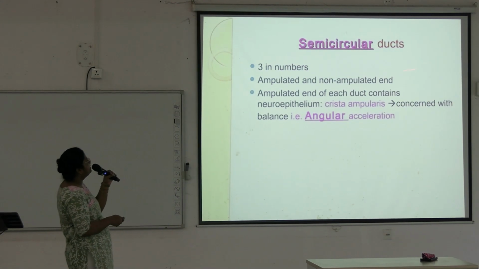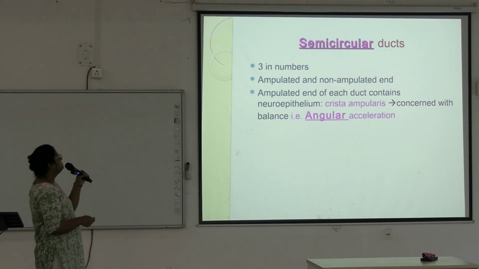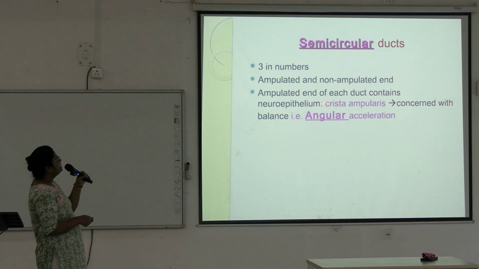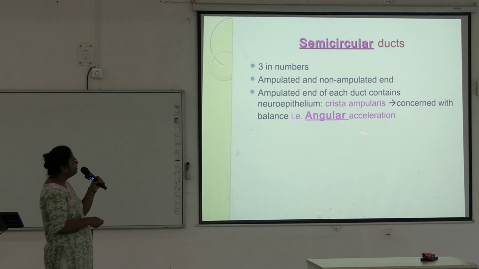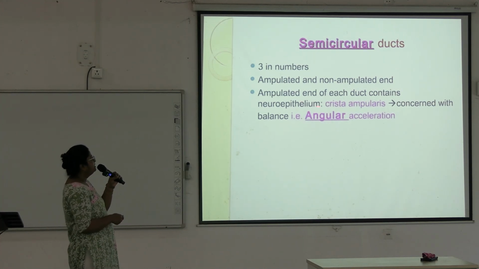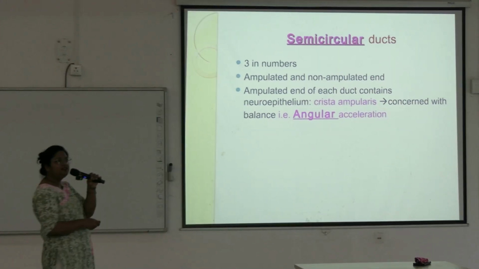Next are the semicircular ducts, 3 in number. They have an ampullated end and a non-ampullated end. The ampullated end of each duct contains a neuroepithelium called crista ampullaris or crista, and it is concerned with balance and it senses the angular acceleration.